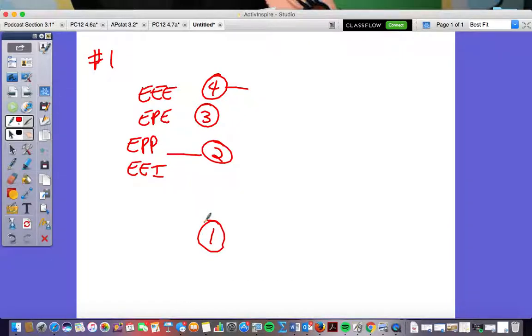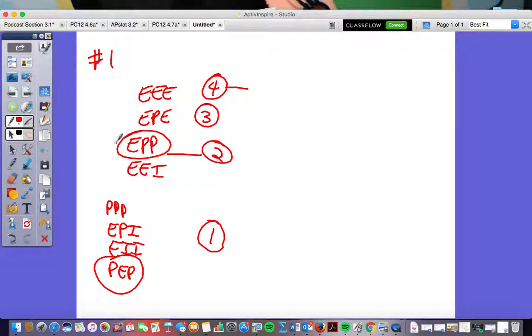Let me go through them. If it's 3 P's, if it's 1 E, a P and an I, if it's E, I, that would be 1. If you did P, E, P, I, that would be a 0. P, E, P would actually be a 2. P, I, P would be a 1. Okay? All right, questions on that? Anybody else have other ones?